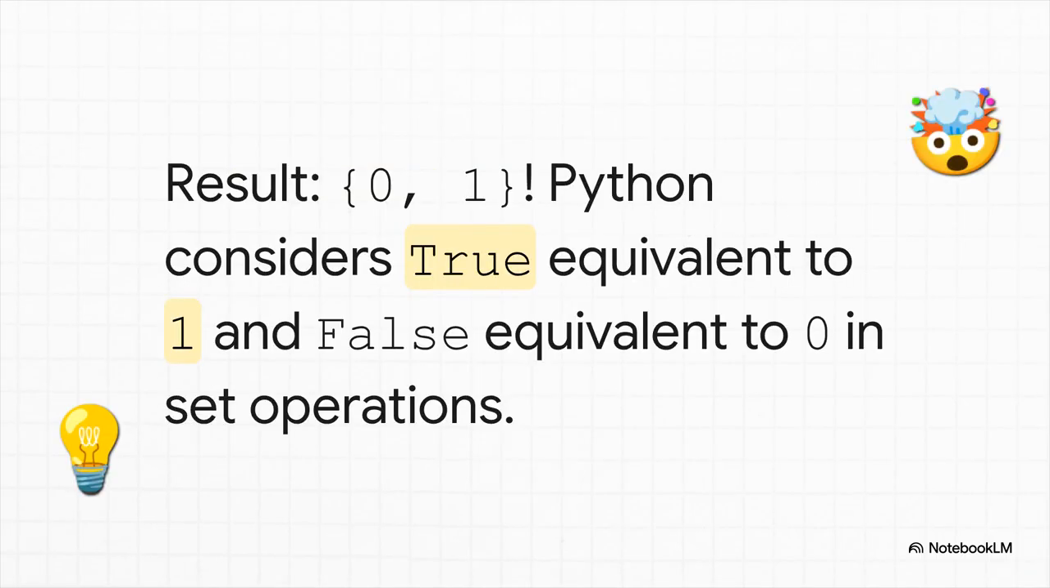I know, right? This is one of those classic Python gotchas that you absolutely have to remember. When you're doing set operations, Python considers the Boolean True to be the same as the integer 1, and False to be the same as the integer 0. It's a crucial little detail that can definitely catch you by surprise.